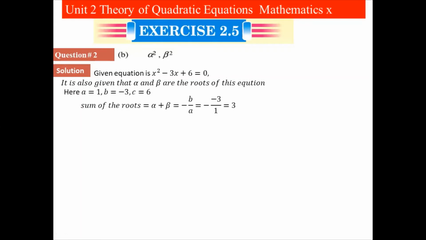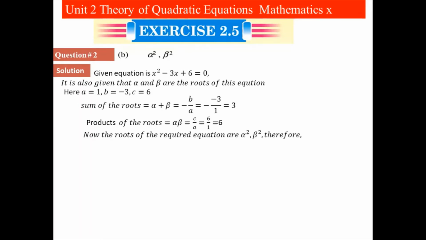Since alpha and beta are the roots of this equation, the sum of the roots is equal to minus b by a. By replacing the values of b and a, after simplification, we have alpha plus beta is equal to 3. Now the product of the roots alpha beta is equal to c by a, replacing the value of c, which is 6, and a, which is 1. So the product of the roots is equal to 6.